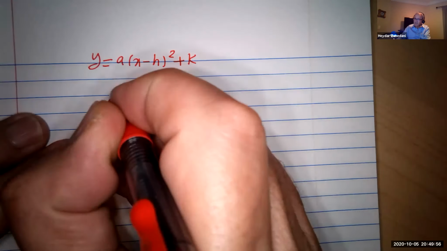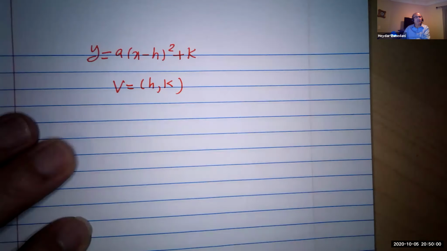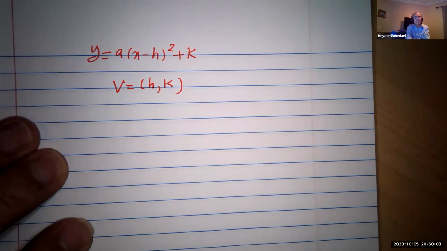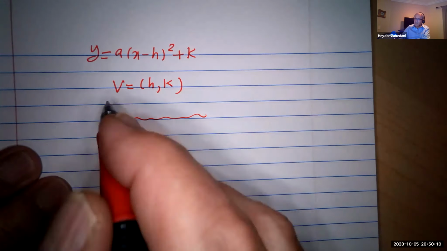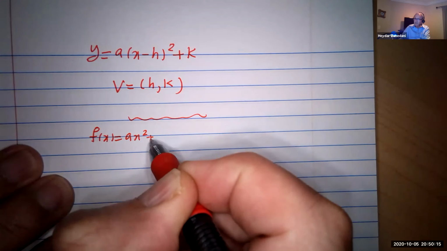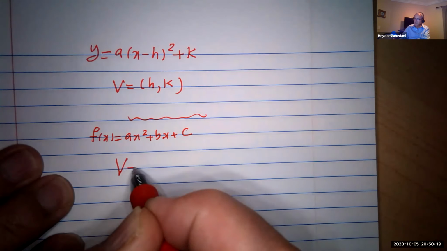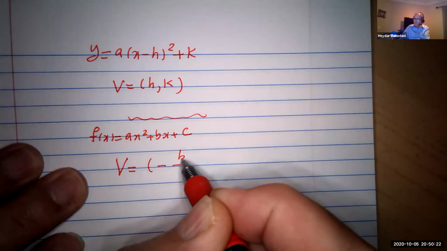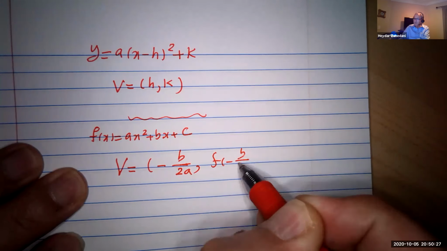If this is given in this form, the vertex is going to be h and k, and the rest of the argument is going to be the same. You see the maximum, the minimum, the graph. So this is one version. The other version is the classic one, ax squared plus bx plus c. The vertex would be negative b over 2a, comma, f of negative b over 2a.